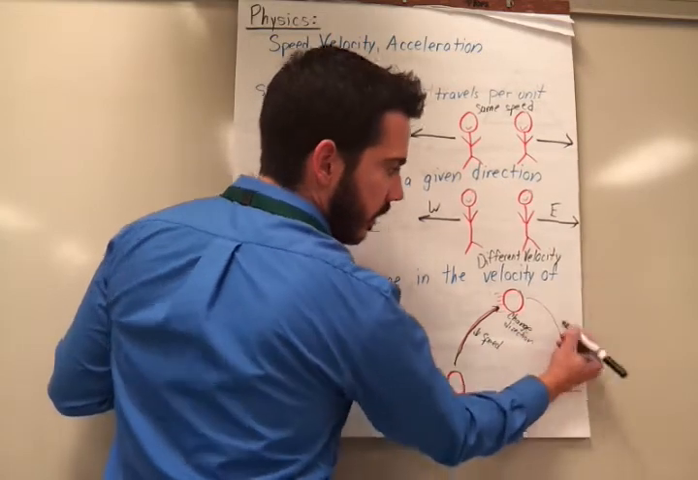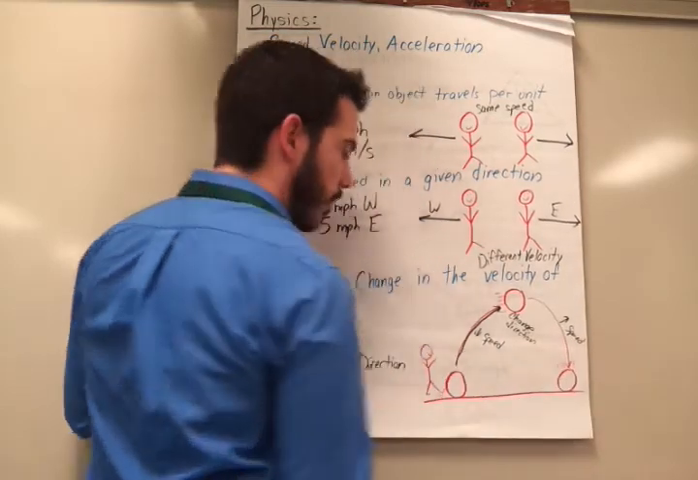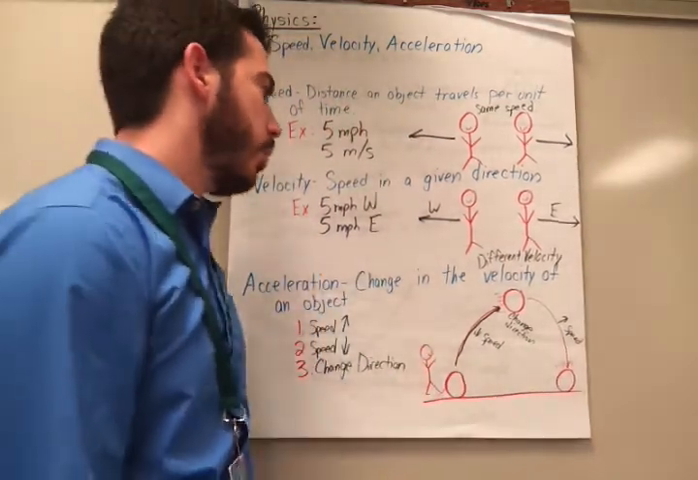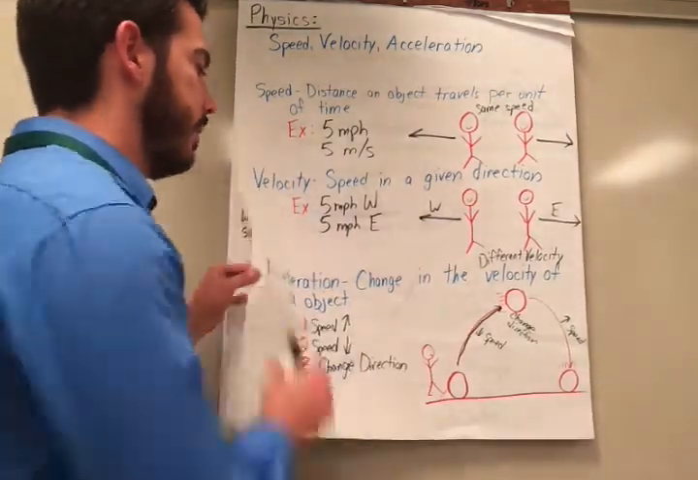And as it falls, it begins to increase its speed back toward the earth. So that's a good example showing all 3 ways that the velocity can change. That's a good example of acceleration.